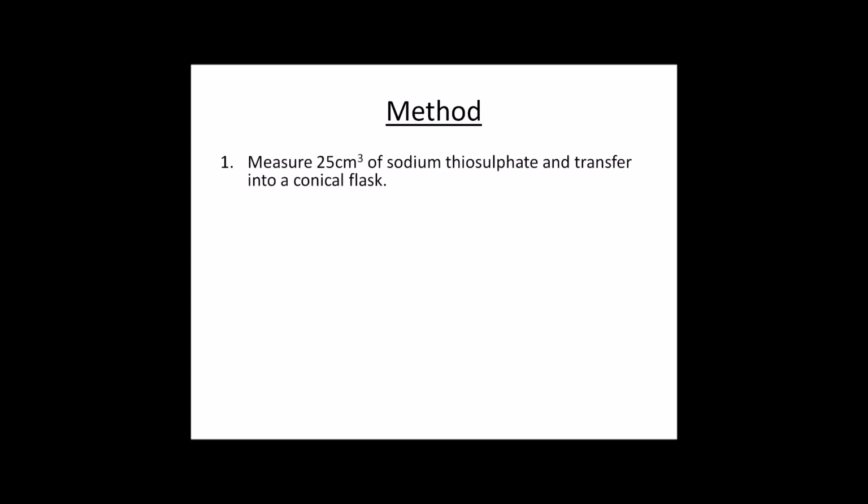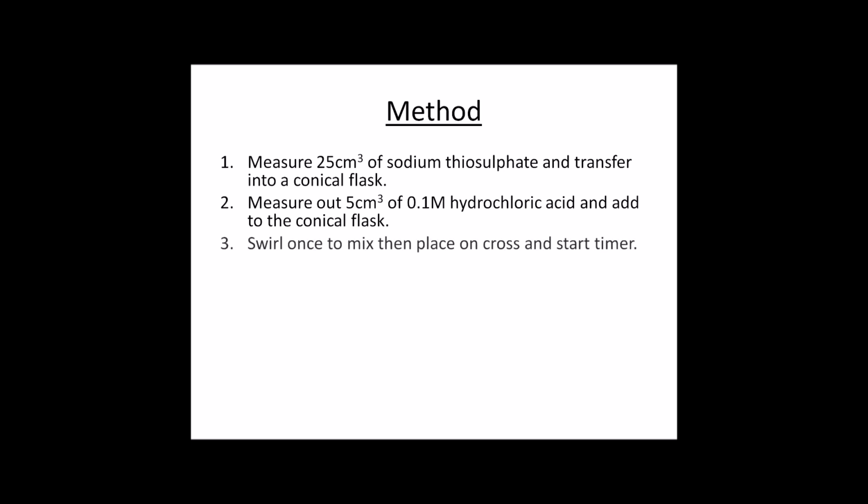So step 1, measure out 25 centimeters cubed. You could pick 50, you could pick 100, it's just got to be a sensible number. So measure out 25 centimeters cubed of sodium thiosulfate and transfer it into a conical flask. Then measure out 5 centimeters cubed of 0.1 molar hydrochloric acid and add this to the conical flask. Then swirl the mixture once to make sure it's all mixed.